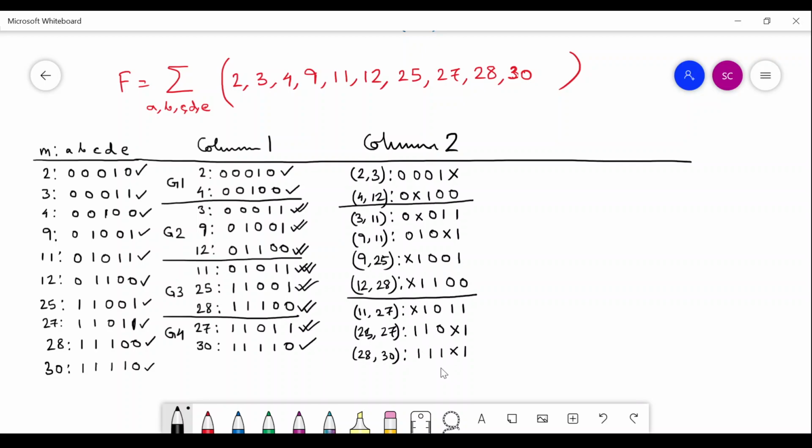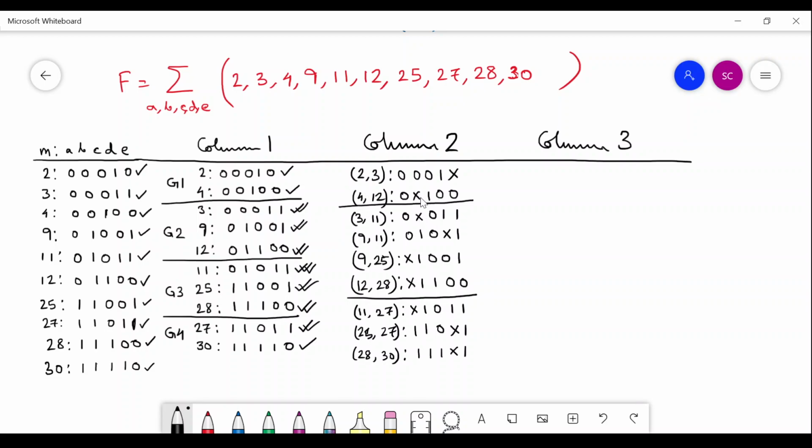There are no repetitions within a group, so no problem. You don't have to cross anything out. Column 3. So in column 3 you now combine between these groups. So 2 3 this. Note the position of x first. No x in the last position in group 2. So 2 3 cannot combine with anything.